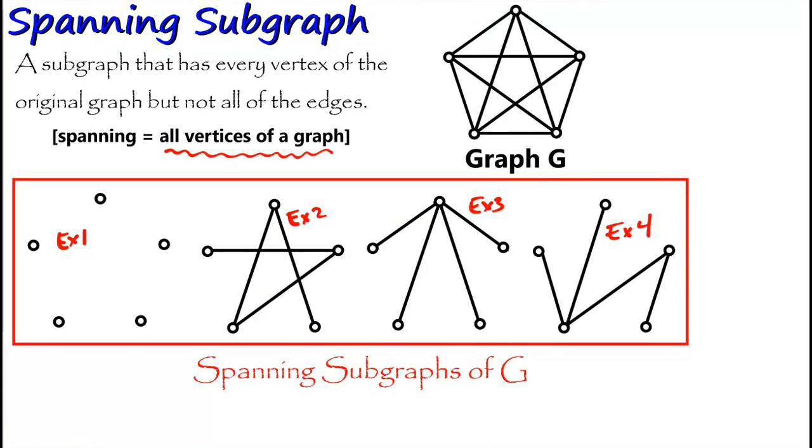And the requirement is that all of the vertices, so we see the original graph has these 5 vertices. We expect those 5 vertices to be in each of the examples to be a spanning subgraph. They are, and then the number of edges could be from 0 to as many as all of the edges of graph G, but we have 4 different examples laid out here.